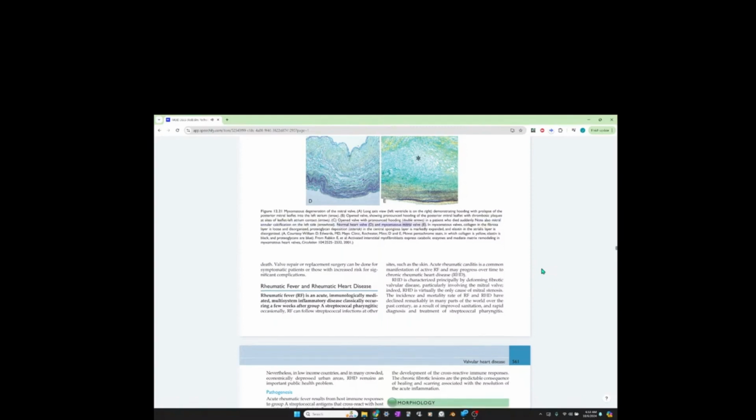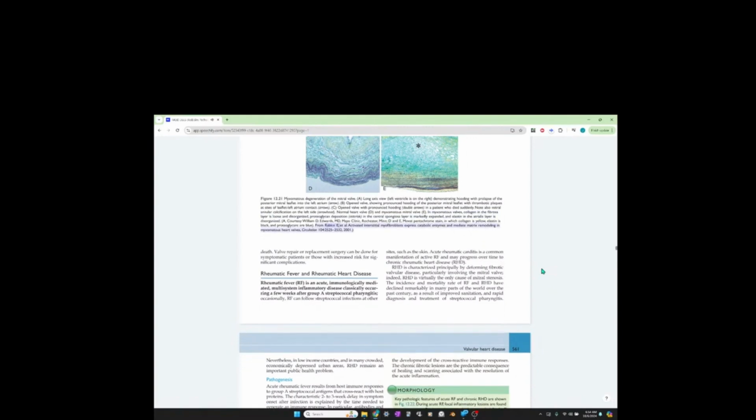In myxomatous valves, collagen in the fibrosa layer is loose and disorganized. Proteoglycan deposition in the central spongiosa layer is markedly expanded, and elastin in the atrialis layer is disorganized. From Rabkin E. et al. Activated interstitial myofibroblasts express catabolic enzymes and mediate matrix remodeling in myxomatous heart valves. Circulation 104:2525-2532, 2001.